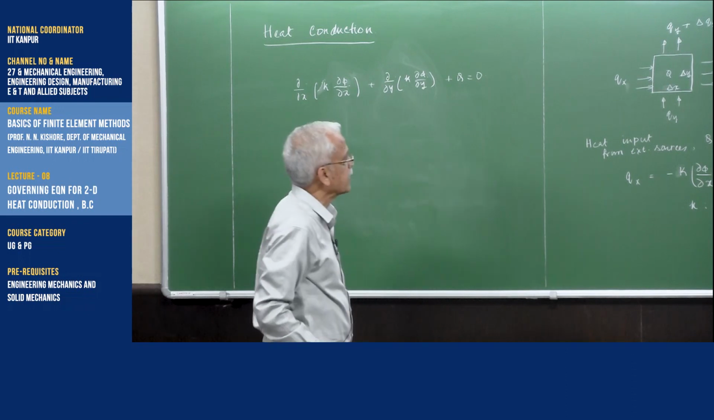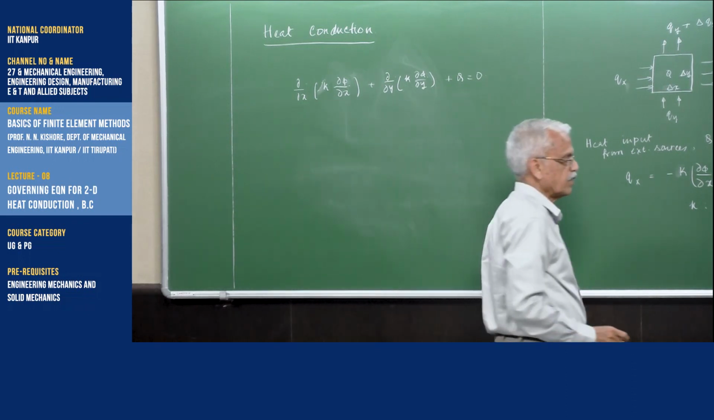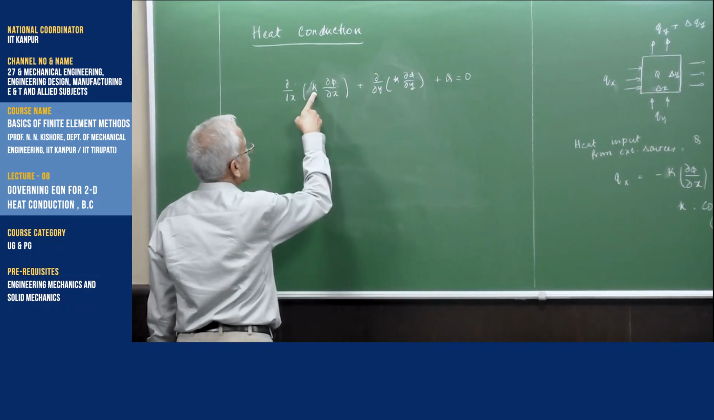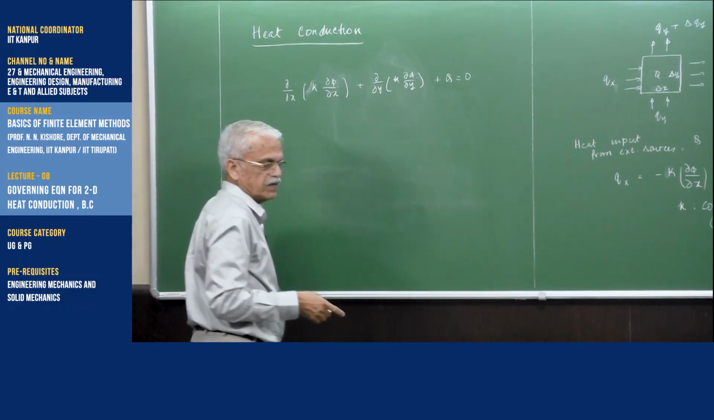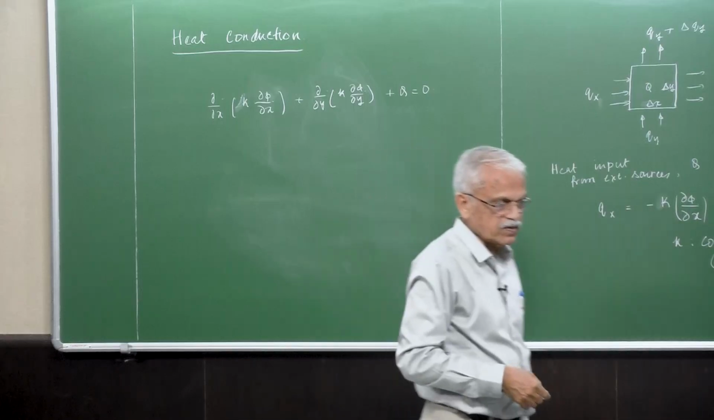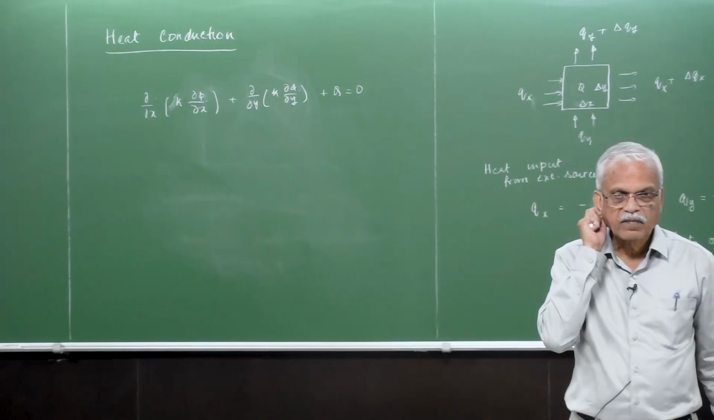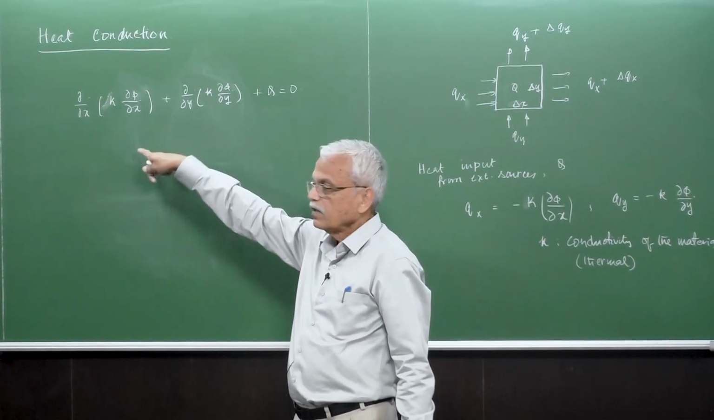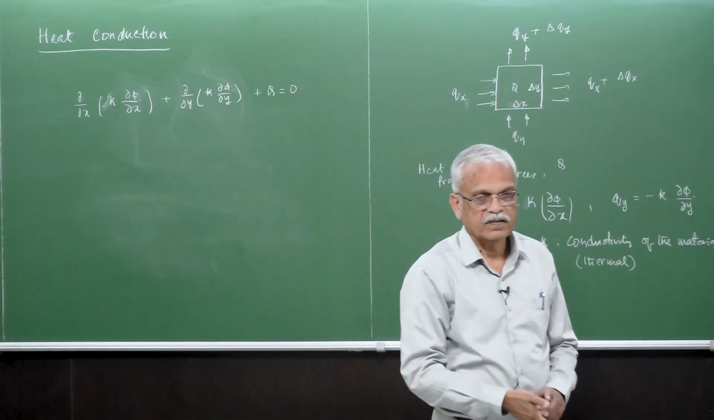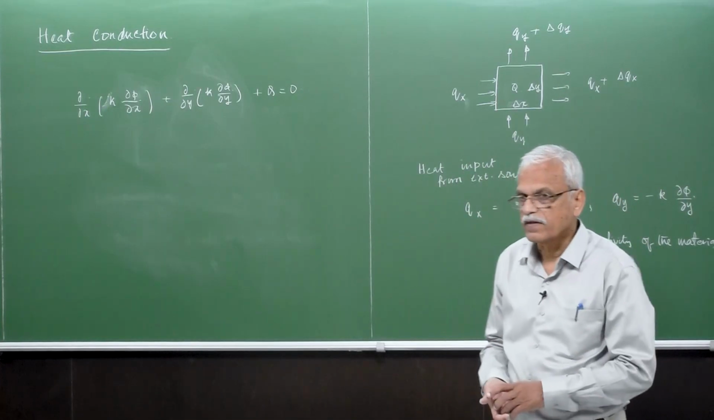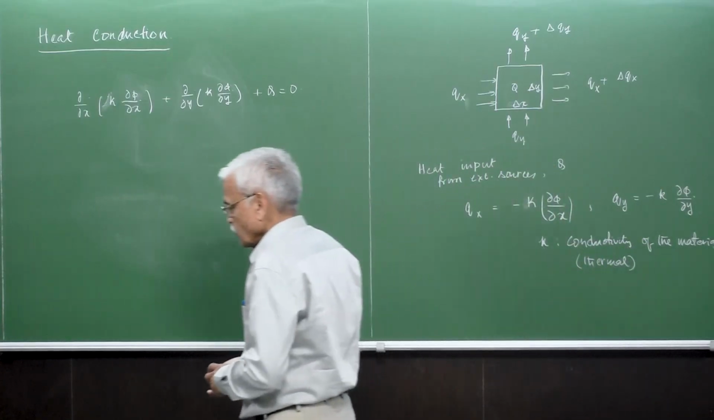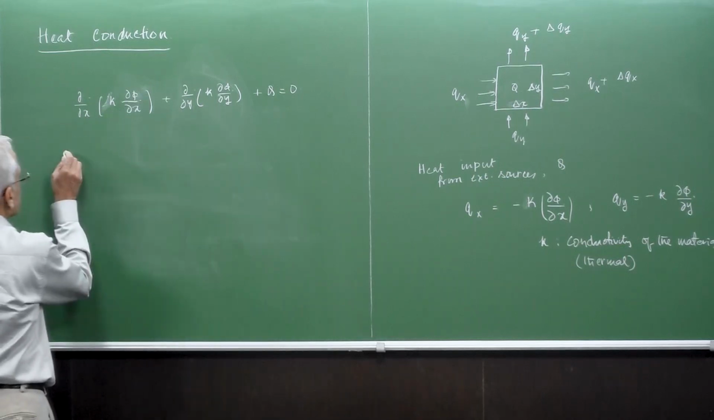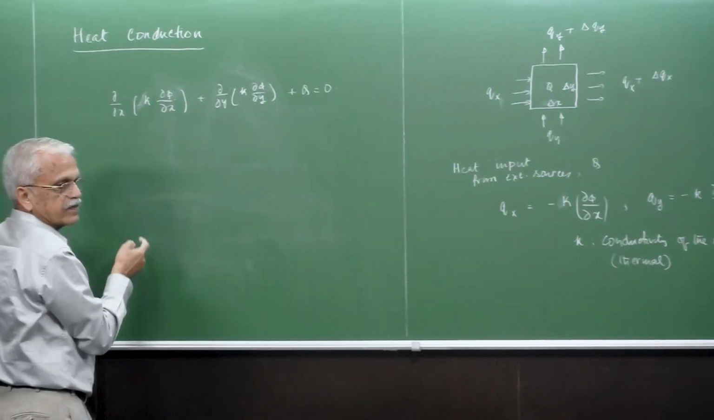So at any point P, this equation has to be valid. In fact, here the thermal conductivity is within the bracket. Which means that this equation is valid even when the thermal conductivity K is a function of space x, y. So the body can have different conductivity values in various domains, and that can be taken into account. K can be included as a function of x, y.